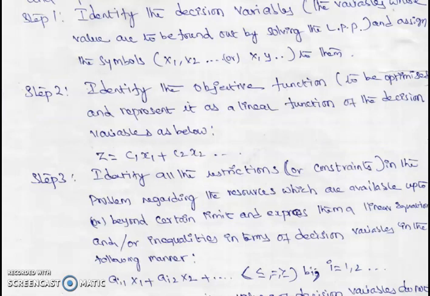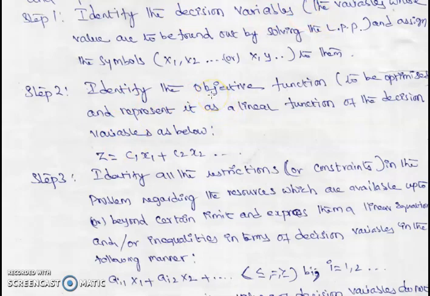Step 1: Identify the decision variables. What is a decision variable? The variables whose values are to be found by solving the linear programming problem, and we assign symbols such as x1, x2, or x, y, z to them. We can use any one of these methods. And second step, identify the objective function.